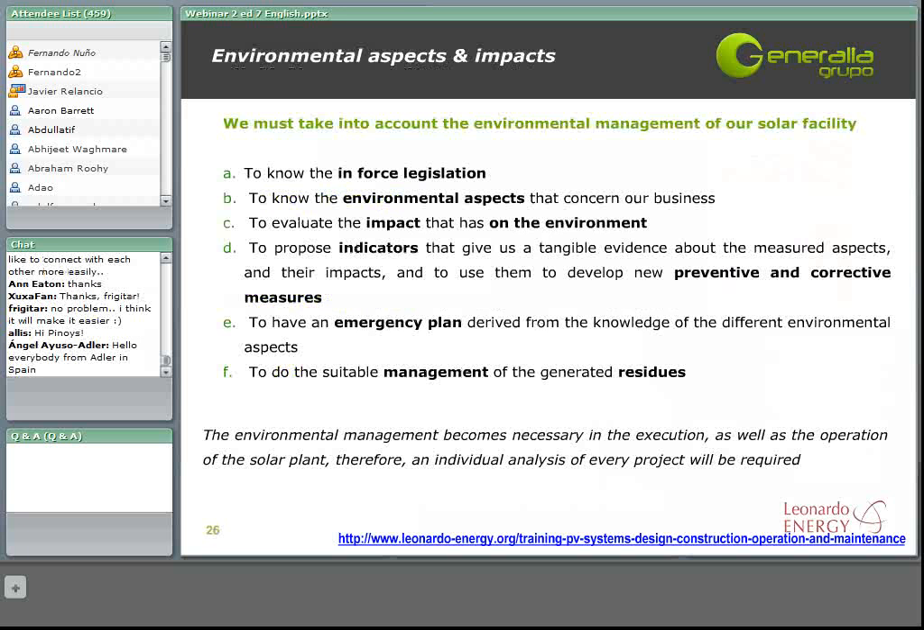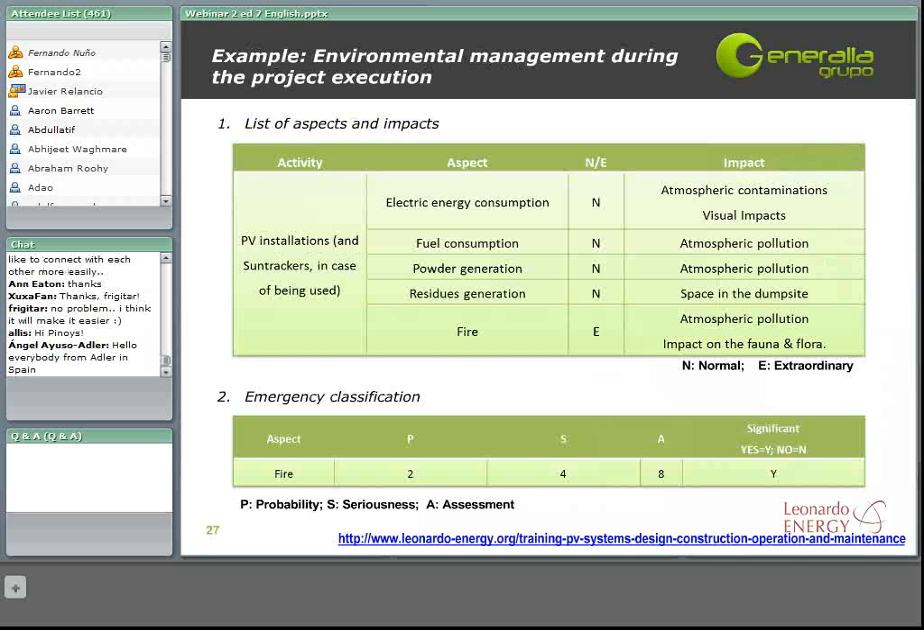During the next slides, we will find some charts that may help us develop our environmental management during the project execution. For example, here we have a list of aspects and impacts that can be found in a PV installation. We can see the different aspects and their impact on the environment. For instance, we can see in this table that a fire may cause atmospheric pollution and may also cause impact on the fauna and the flora.